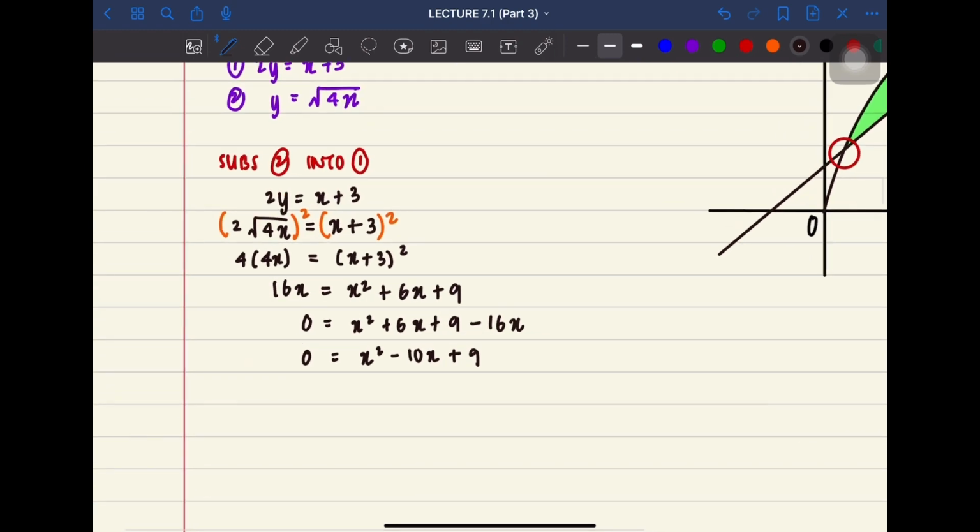Okay, so ni quadratic. Awak boleh terus pakai calculator untuk tengok value dia cantik ke tak. So kita akan dapat 2 value. So yang pertama x minus 1, lagi satu x minus 9. So the value is x equal to 1 and x equal to 9.